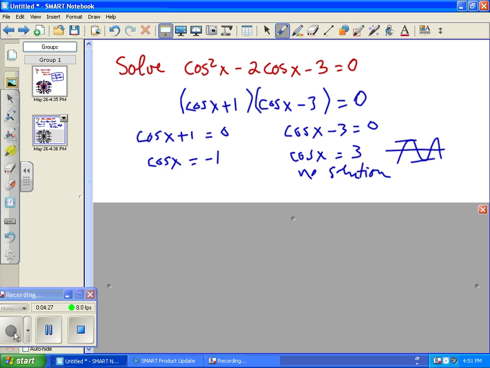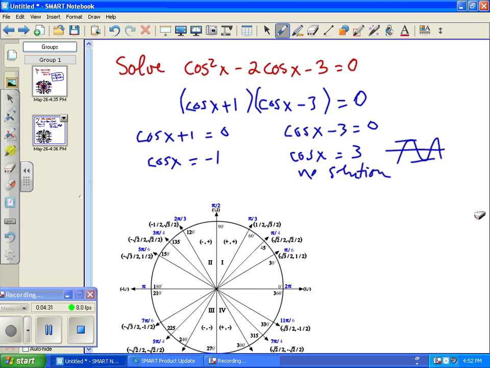So again, let's take a look at the unit circle. And remember, on the test, you will have to do it without. You'll have to draw your own unit circle. But we want to look at where cosine of x is equal to -1. Now remember, cosine is the x-coordinate. And there's only one place where the x-coordinate is equal to -1, which is down here at pi radians. So that's our solution, x equals pi.